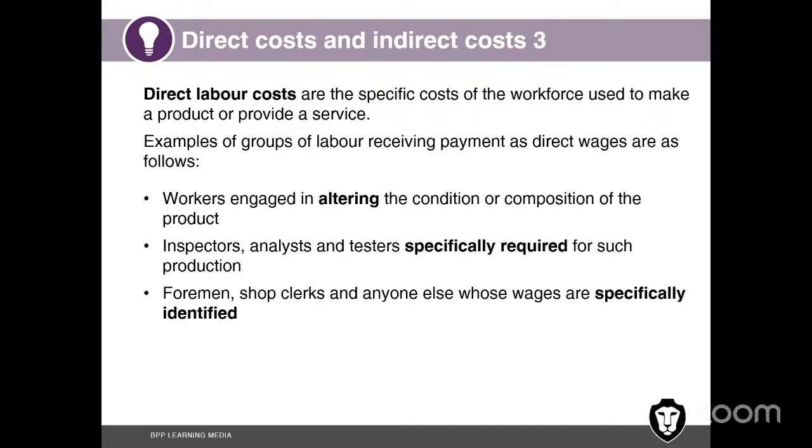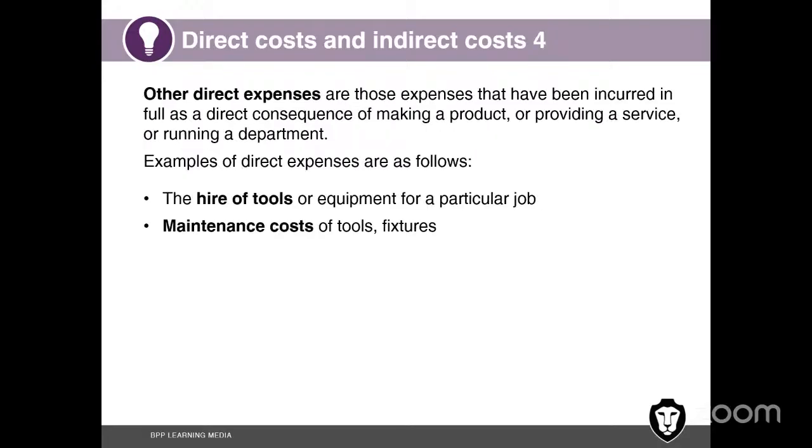Direct labor cost is labor you can trace specifically to the product. Each staff member would make this amount, and they use this amount of time in the production department. So you can trace it directly to the making of the product or the provision of the service. That would be the direct labor cost. Other direct expenses follow the same concept. If you have to hire some tools or equipment for a specific job, then you cost it to that specific job. And certain maintenance costs of particular tools or fixtures, if they directly relate to items used to produce specific items, then you trace those costs to those specific items.